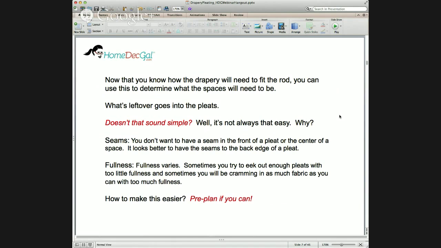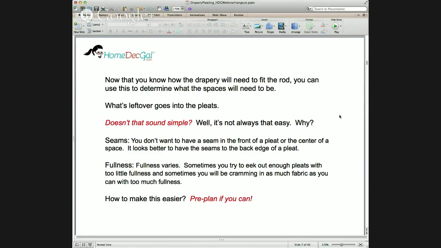And the reason why is that you're working around seams. You don't want to have a seam in the front of a pleat or in the center of a space. It looks much better to have the seams to the back edge of a pleat. And fullness varies. Sometimes you try to eke out enough pleats with too little fullness. Sometimes you'll be cramming in as much fabric as you can because you have too much fullness. So it's not always an exact formula.